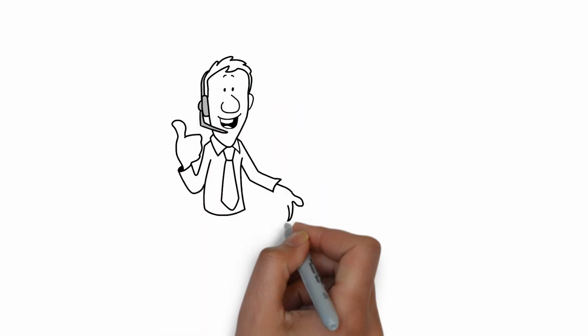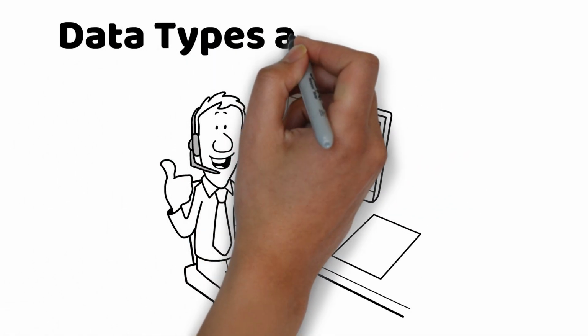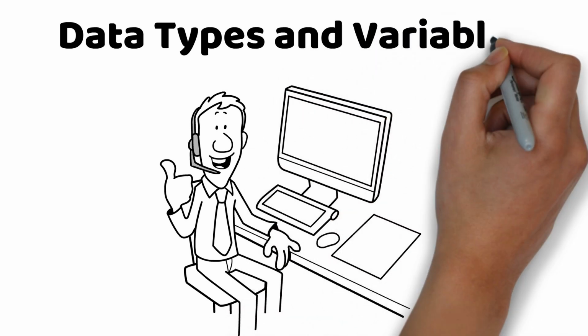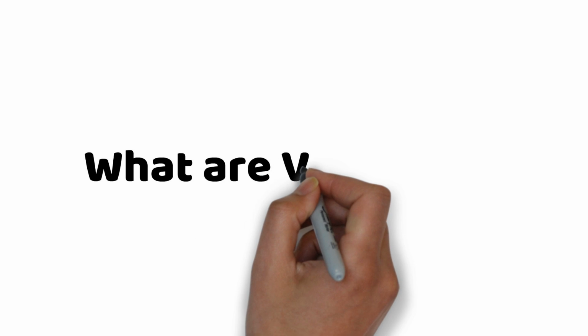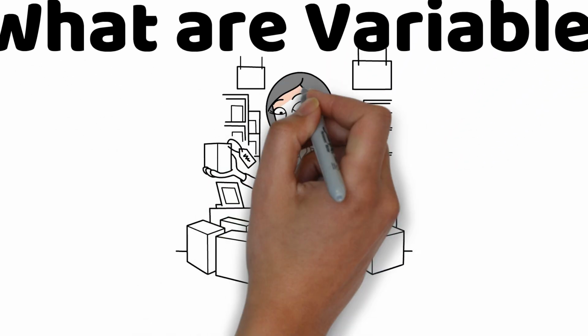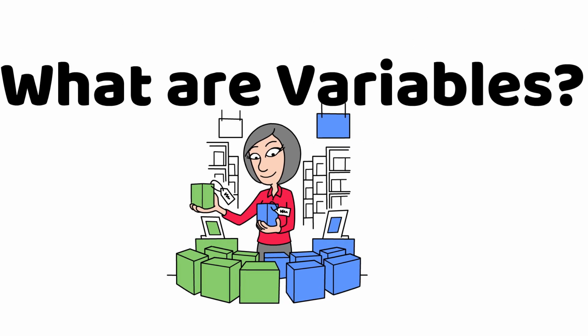Welcome to the world of C programming. Today we will explore two foundational concepts, data types and variables. Understanding these is crucial for writing efficient and error-free code. In programming, a variable is like a container or a labeled box used to store data. Each variable has a name, a type, and a value.